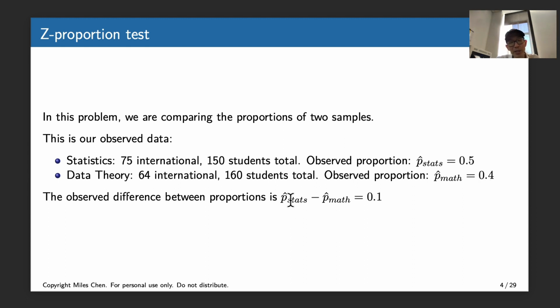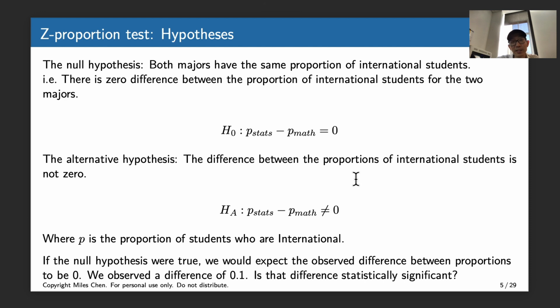So p hat stats minus p hat data theory, 0.5 minus 0.4, is 0.1. We want to know, is this observed difference of 10 percentage points, 0.1, statistically significant?